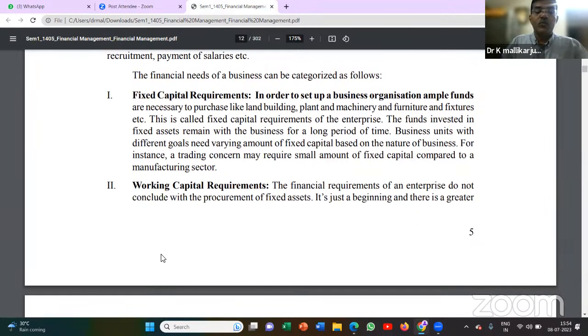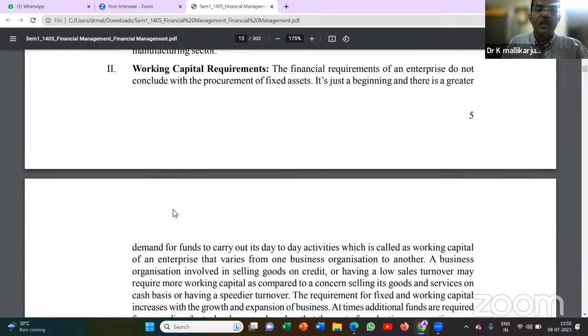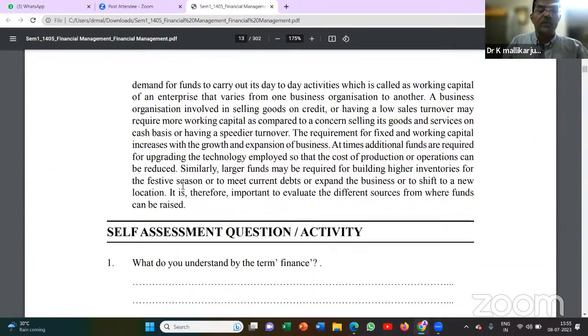Then working capital requirement to meet day-to-day liquidity position, for payment of salaries, wages, and purchase of raw material, payment of insurance expenses. So naturally, we need to pay all the expenses. The company has some obligation to pay the vendors, all these credit working capital requirements.